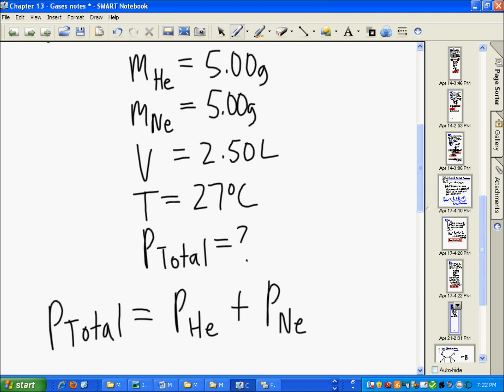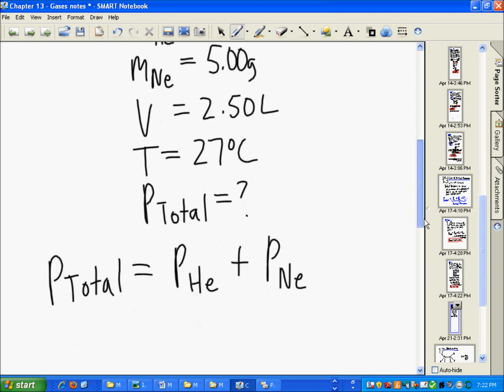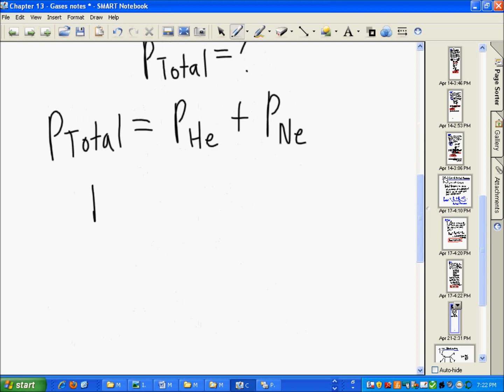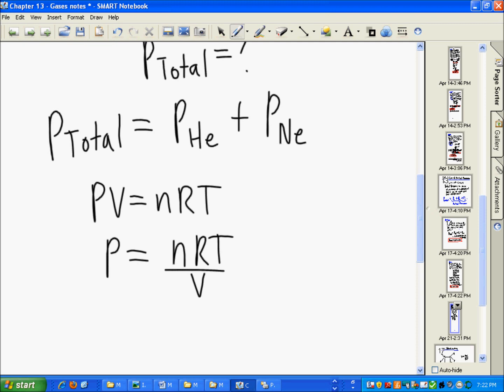So what you'll need to do is calculate the partial pressure of each gas. So you're going to need to do PV equals nRT for each gas. And you want P, that means we have to move the V. So the P is going to be nRT over V, and we have to do that for both helium and neon. But before we can do that, we need n, which is the number of moles. So we're going to have to convert mass to moles, which is a GMP problem.